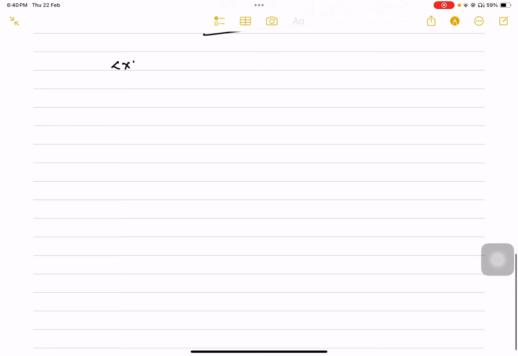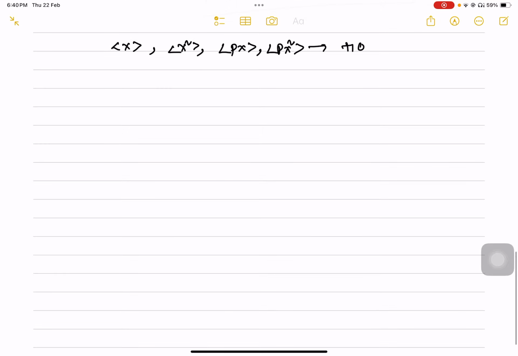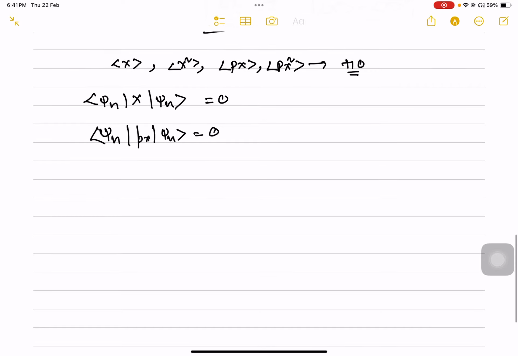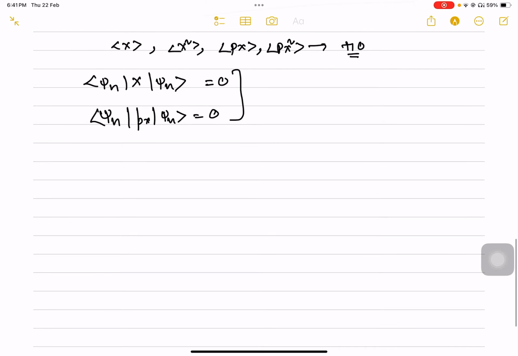So today I'm going to explain things like the average of x, average of x square, average of px, average of px square for our harmonic oscillator. Everyone knows that the average of x for psi n comes to 0, and sorry, the average of px, I must write, for psi n also comes to 0. I'm going to give a formula so that you will come to know how this comes to be 0.